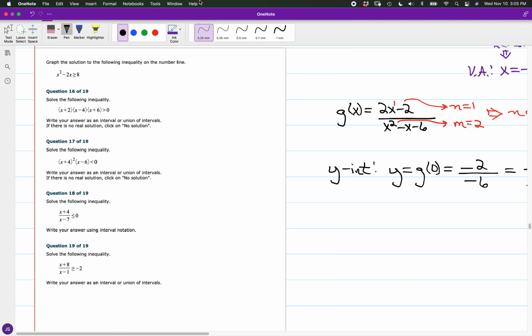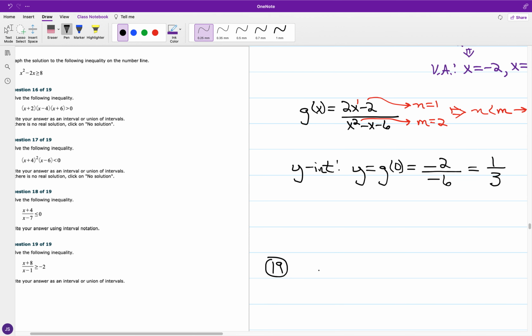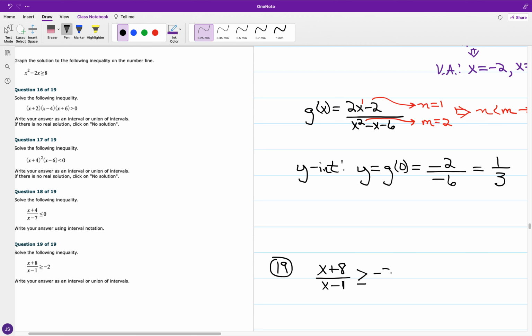We have for question 19 a comparison inequality where we have x plus 8 over x minus 1 is greater than or equal to -2, and it says to respond as an interval or union of intervals. So for number 19, you have x plus 8 over x minus 1 is greater than or equal to -2.